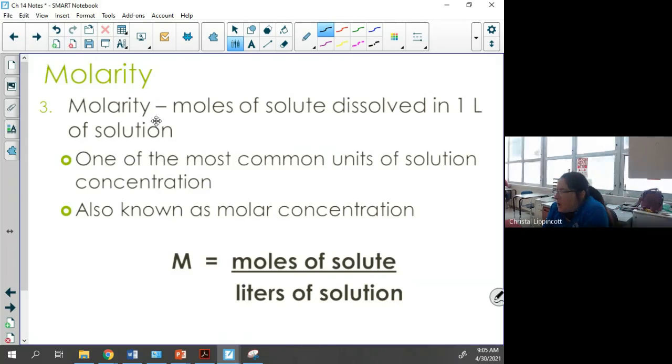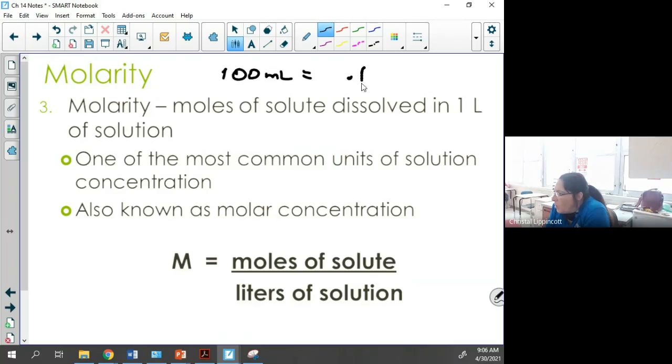All right, so molarity is moles of solute. So you've got to get this into moles. If they give you grams, you've got to convert it into moles. And that's going to be over liters of solution. This bottom thing has to be in liters, and commonly it's reported in milliliters. So you've got to be comfortable converting between milliliters and liters, and that's just sliding the decimal. If you are given 100 milliliters, that's going to equal 0.1 liters.